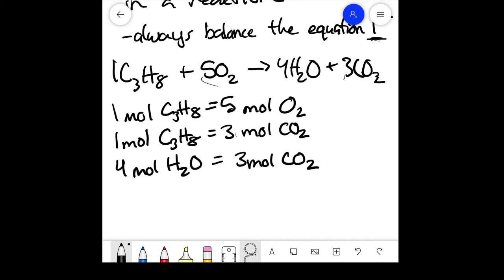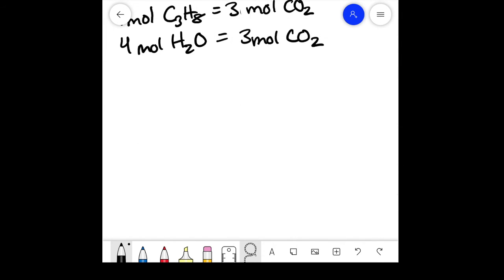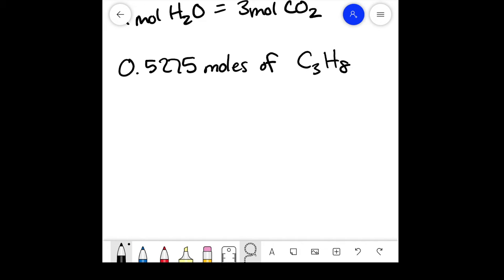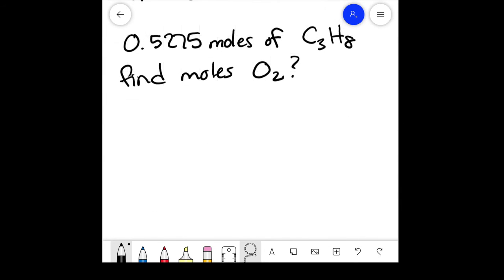So now that we can set up molar ratios, we have to get into the actual stoichiometry. Let's just use the same equation because I don't want to get a new one out. So say the equation tells us we have 0.5257 moles of C3H8. And they want us to find how many moles of O2 would come from that many moles of C3H8.